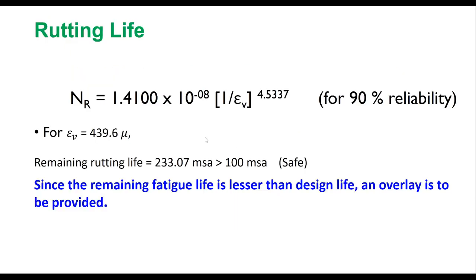Similarly, we determine from rutting criteria the vertical compressive strain at subgrade level is 439.6 micron. You put this value in this equation, you get remaining rutting life is 233 MSA, and that is more than 100 MSA, and therefore it is safe. So the existing pavement is safe from rutting consideration, but it is not safe from fatigue consideration, and therefore we need to provide the overlay.